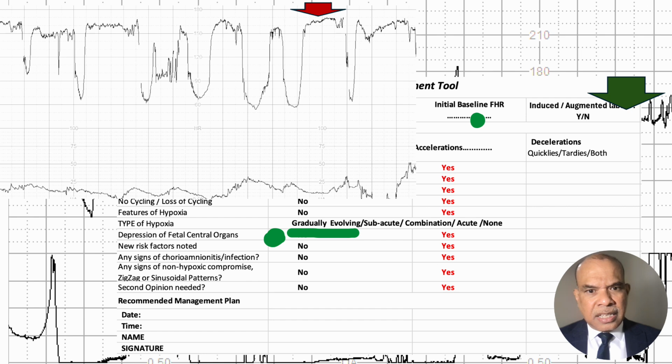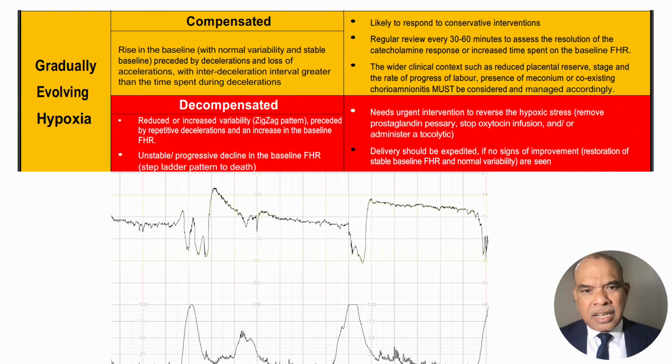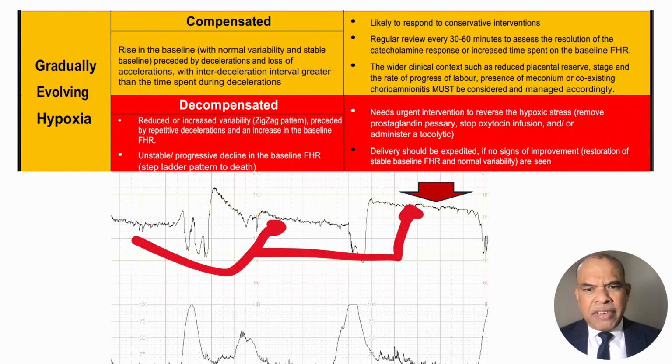And if you look at these strips, look at the variability there. So repetitive decelerations, rise in the baseline, but variability is reduced. So here you would put on the other side because central organs are not well oxygenated. So again, you see here, decelerations are not that big. But look, the baseline has gone up and the variability is reduced. So this is a decompensated, gradually evolving hypoxia. And the guideline tells you what to do. And it is not to rush and deliver, it is always to improve oxygenation.